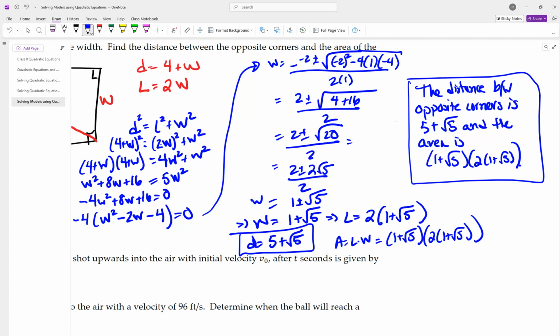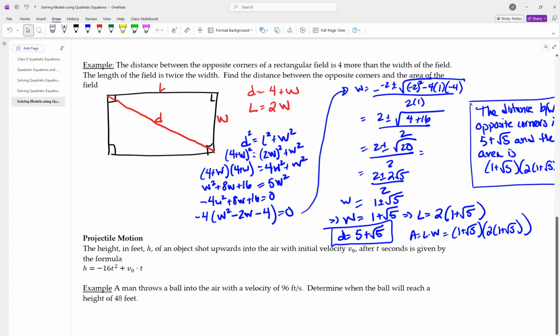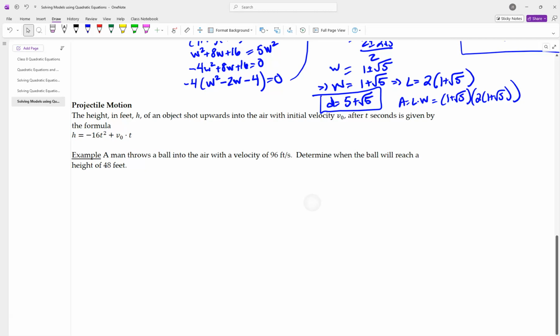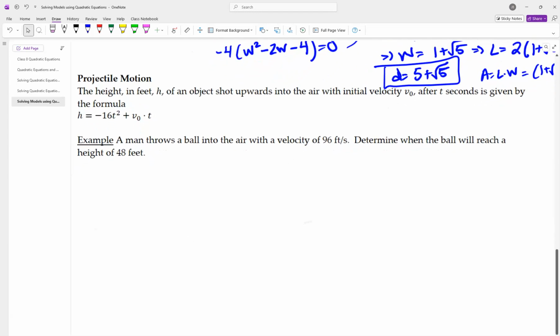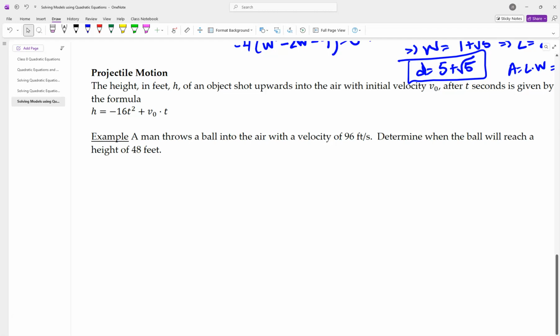Okay, and our final example outside of geometry comes from physics. In physics, we see quadratic equations pop up when we talk about projectile motion. Motion under gravity is another way to think about it. So here we have a formula, and this one you might have to look up: the height of an object experiencing only gravity on it is given by, in feet and seconds, the equation negative 16 t squared plus V0 times t.